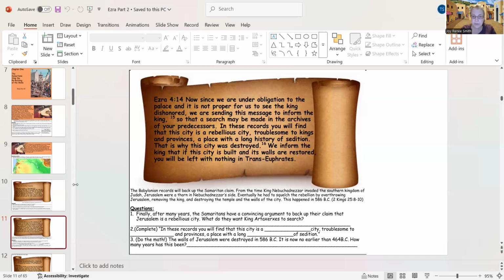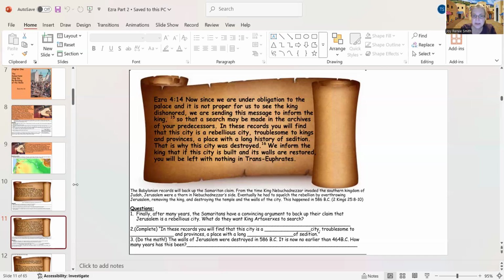That's true. From the time King Nebuchadnezzar invaded the southern kingdom of Judah, Jerusalem was a thorn in Nebuchadnezzar's side. Eventually, he had to squelch the rebellion by overthrowing Jerusalem, removing the king, and destroying the temple and the walls of the city. This happened in 586 BC in 2 Kings 25:8-10. Finally, after many years, the Samaritans have a convincing argument to back up their claim that Jerusalem is a rebellious city. What do they want King Artaxerxes to search?